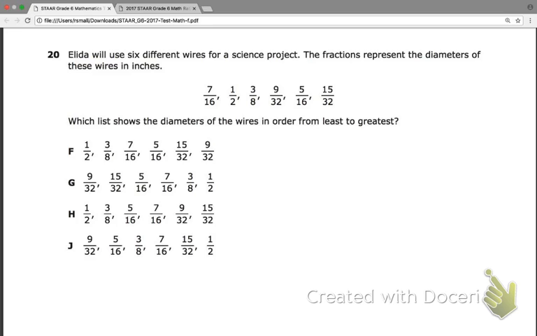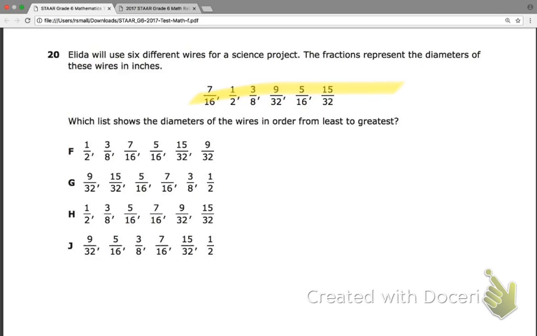Alright, so these are my wire lengths. And I want to see what they are least to greatest. But it's really hard to compare these fractions right now because they don't all have the same denominator. And I want them to all have the same denominator. I think it's easier to go bigger than smaller.